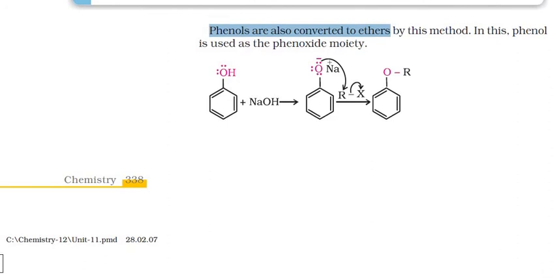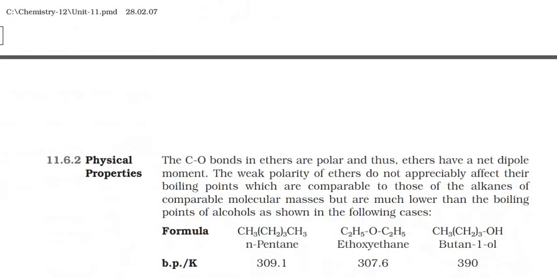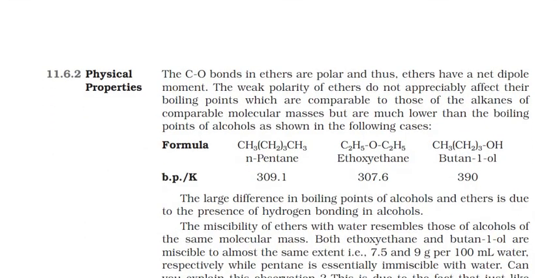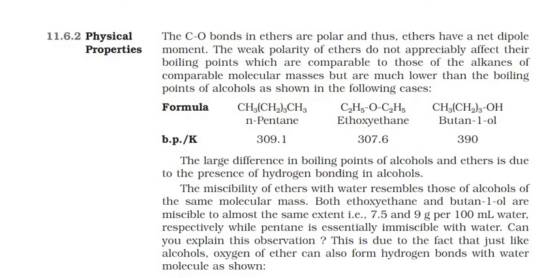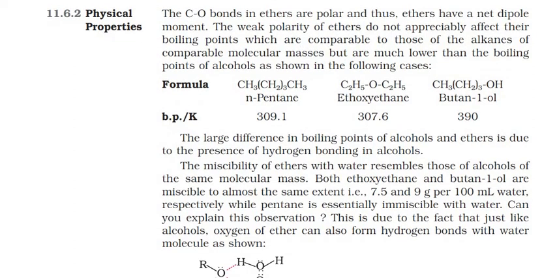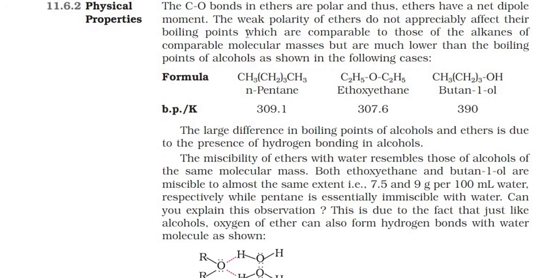Now moving to one more topic, we are covering physical properties of ether, and it is very easy. It says the C-O bonds in ether are polar, and thus ethers have a net dipole moment. Now, why is it so? See, they are talking about this C-O bond, okay? And similarly, on this side it will be H5C2, okay? So actually this C-O-C bonding is there.